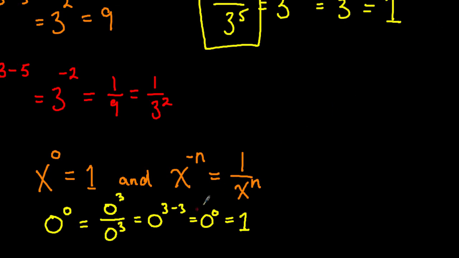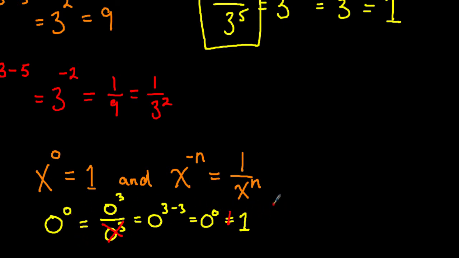The problem is right back at the first step. We can never divide by 0, and that's what we're doing here. So this line of reasoning doesn't work. 0 to the 0 power is not equal to 1.